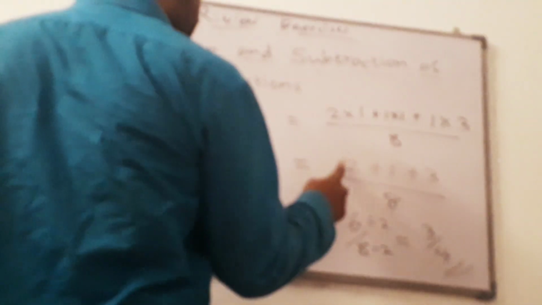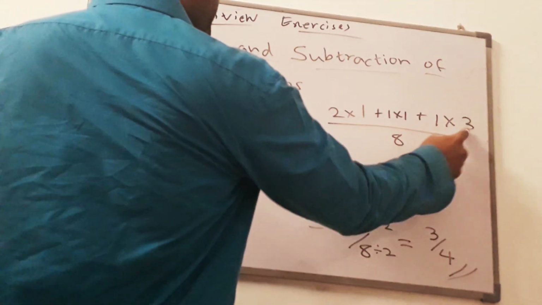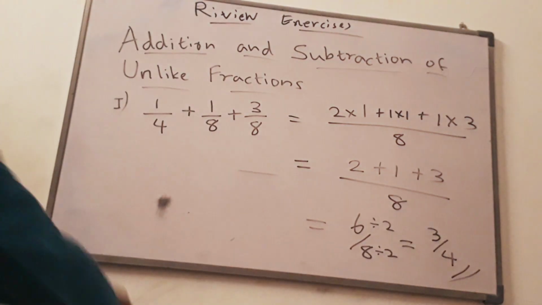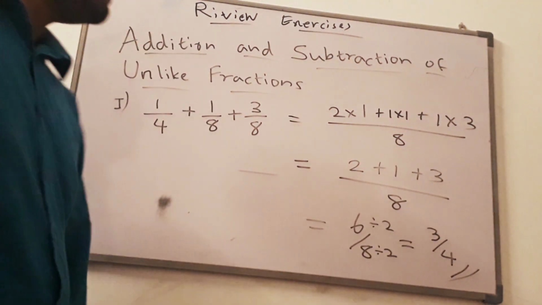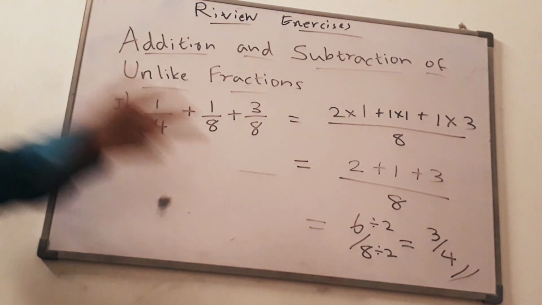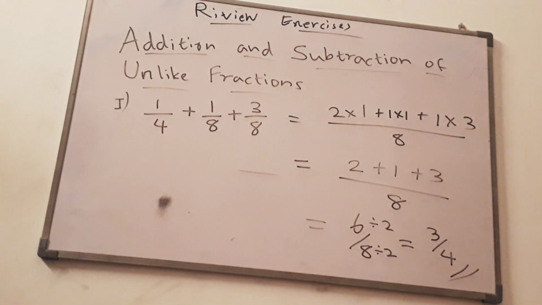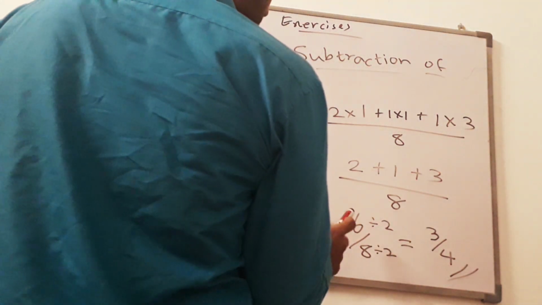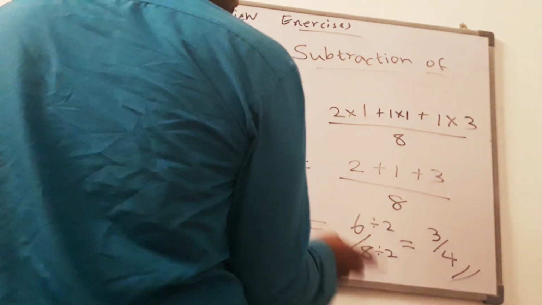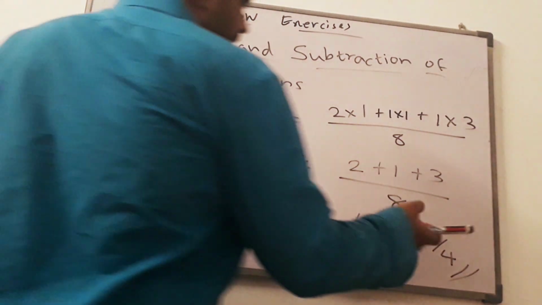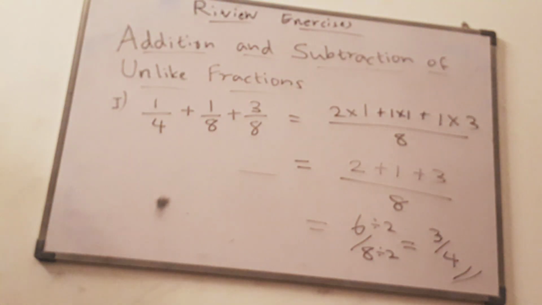So 2 times 1 is 2, 1 times 1 is 1, 1 times 3 is 3, then I add all 3 numerators. Hence it becomes 6. 6 out of 8 is our answer. Unfortunately, both are divisible by 2. Exactly, 2 is a factor of both these numbers. So we have to divide both by 2 to simplify it to its simplest form. So it will be 3 out of 4.